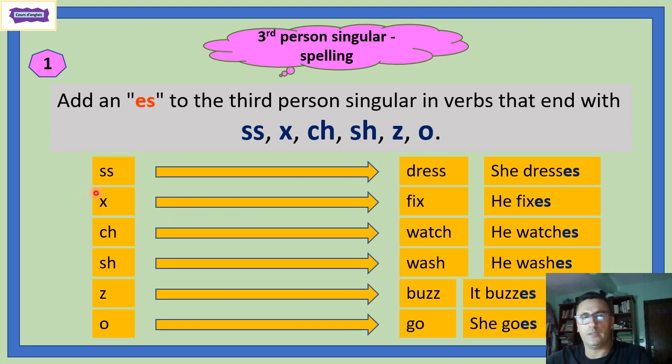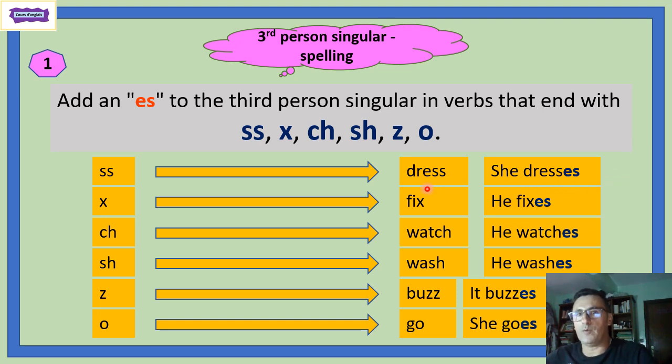Par exemple, deux S, comme le verbe dress, to dress, c'est s'habiller, porter un vêtement. On dit bien sûr she dresses, on ajoute ES. On ne peut pas bien sûr écrire dress avec trois S comme ça, attaché. Non, on ajoute ES.